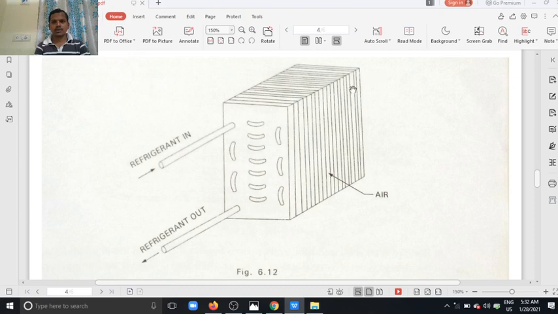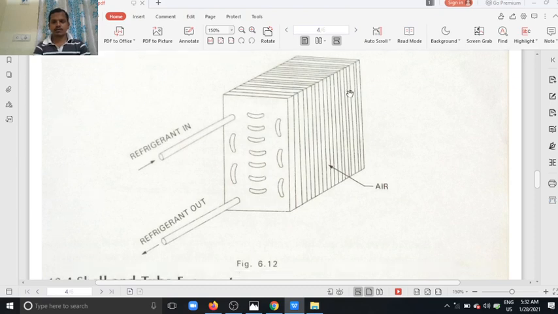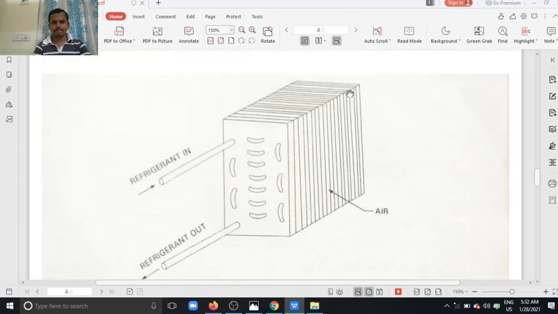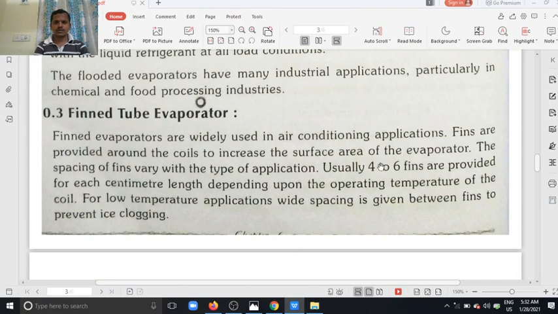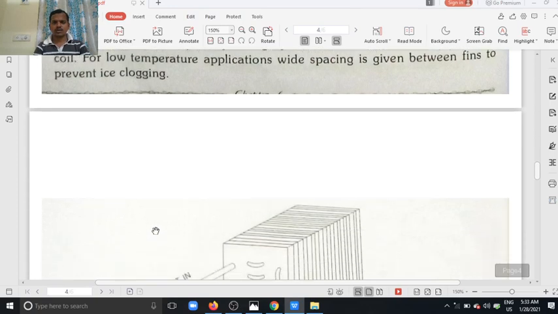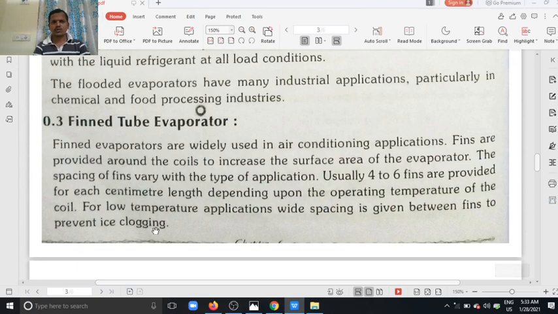In these finned tube evaporators, usually 4 to 6 fins are provided for each centimeter of length, depending upon the operating temperature of the coil. For low temperature applications, wide spacing is given between the fins to prevent ice clogging. So this is the finned tube evaporator.